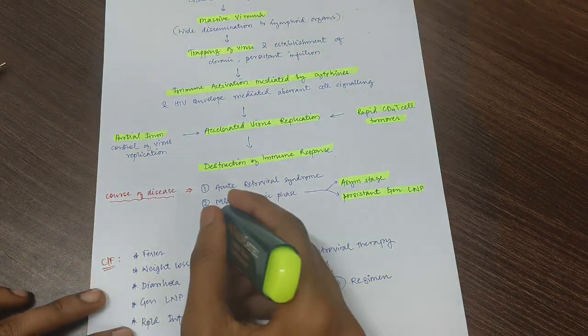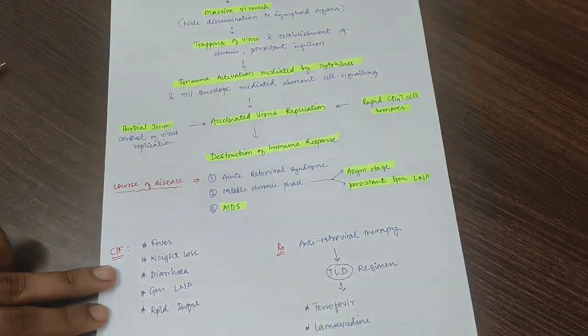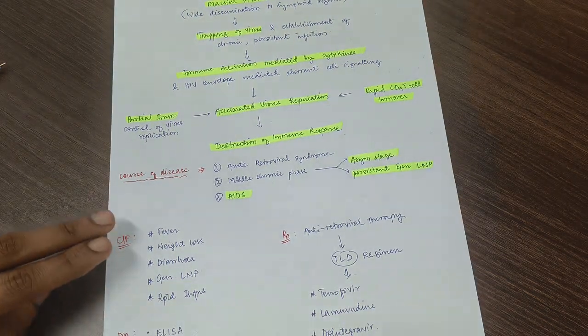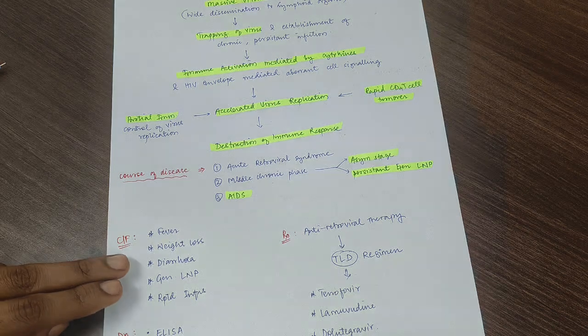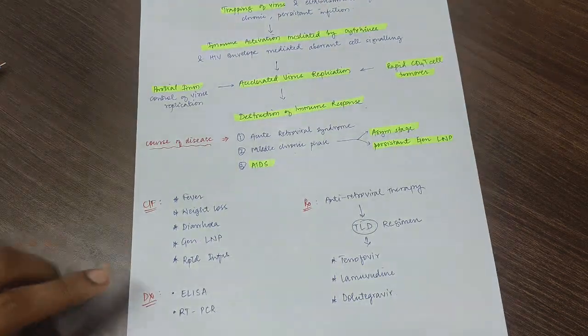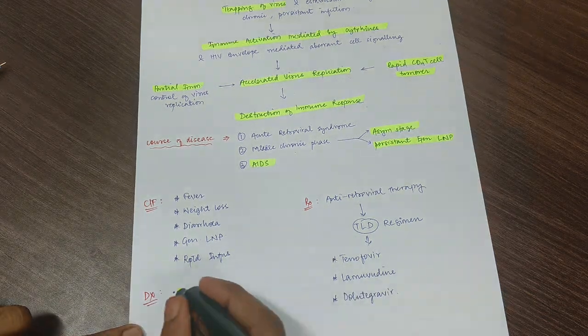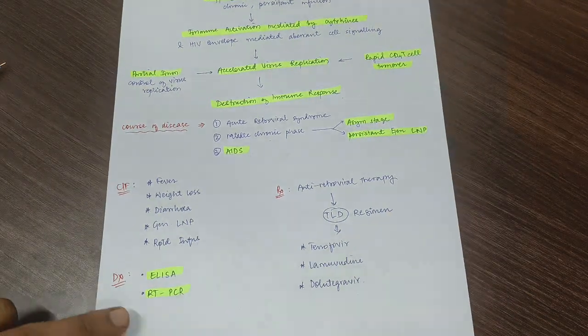Third is AIDS. AIDS is a syndrome with many components inside it. So what are the clinical features of AIDS? You're going to see fever, weight loss, diarrhea, generalized lymphadenopathy, and repeated infections. How are you going to diagnose? You're going to diagnose by ELISA and RT-PCR. ELISA and RT-PCR are the diagnostic categories.